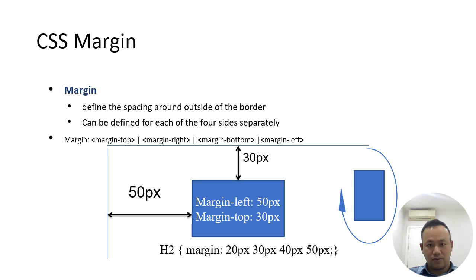We have auto. We have the length. The length specifies a margin in pixel, point, or centimeter. Maybe we can use percent. And inherit specifies that the margin should be inherited from a parent element.